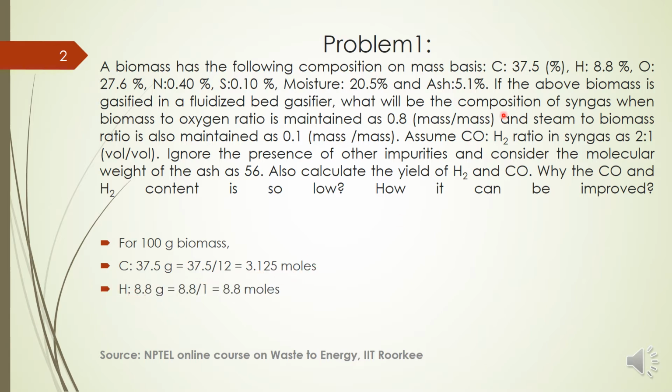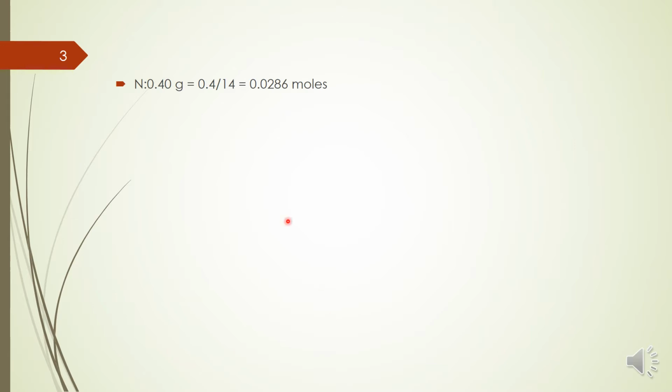Hydrogen we have 8.8 gram in 100 gram, divided by 1, it will be 8.8 moles. Oxygen 27.6, so 27.6 divided by 16. This will be 1.725 moles. And nitrogen, it's only 0.4. So 0.4 divided by 14, the molecular mass of nitrogen atom. So this will be 0.0286 moles. Sulfur is 0.1 gram. So 0.1 by 32, 0.0031 mole.